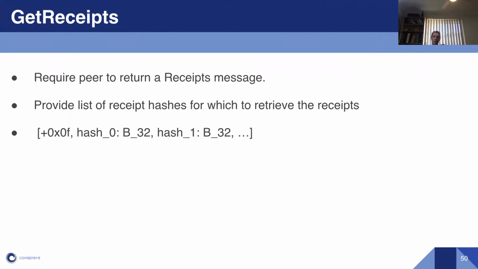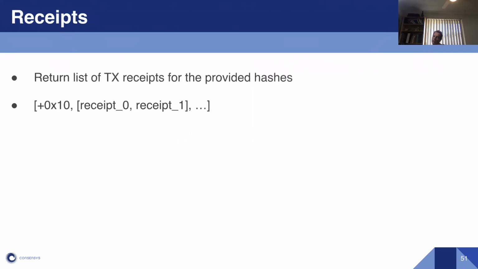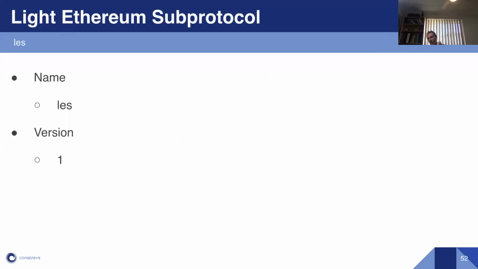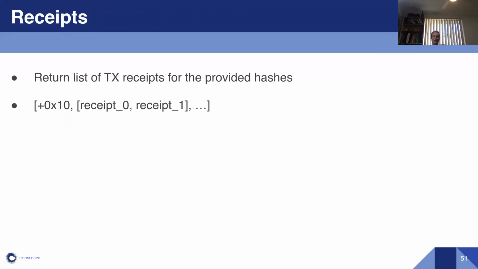And then GetReceipts is a similar request where you're saying, I want a collection of receipts, and you're going to get back the transaction receipts for the provided hashes. So those up to there are the set of messages that are part of the ETH subprotocol. Now I'm just going to quickly cover, from a very high level, some of the other subprotocols that are there, and not really get into any more details at all.